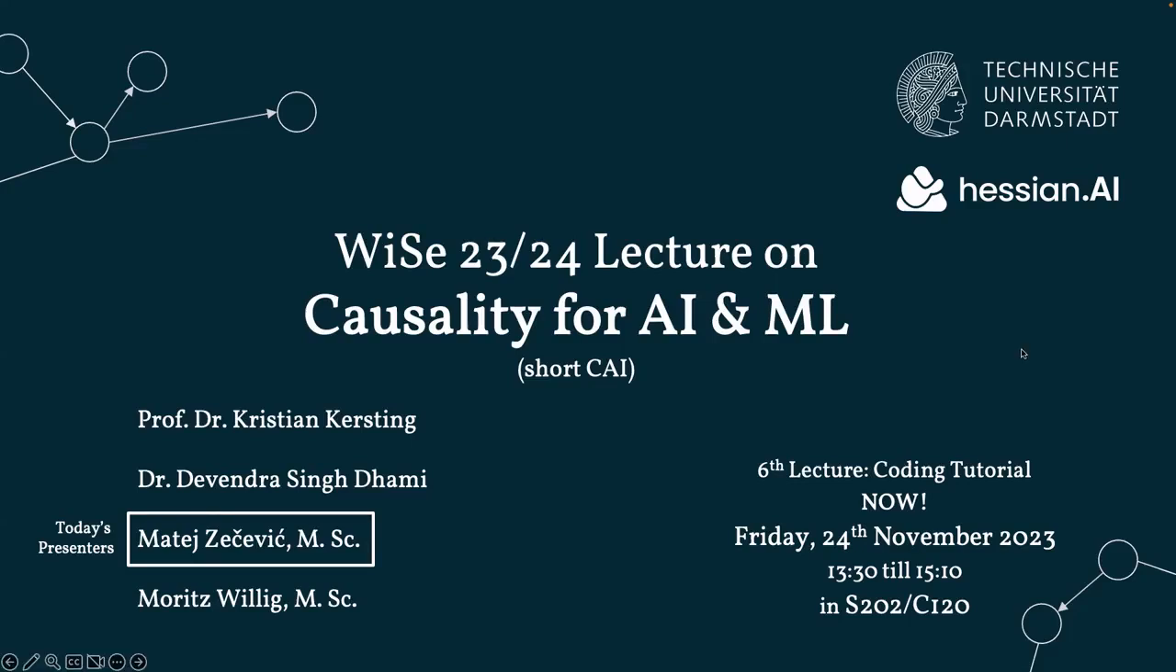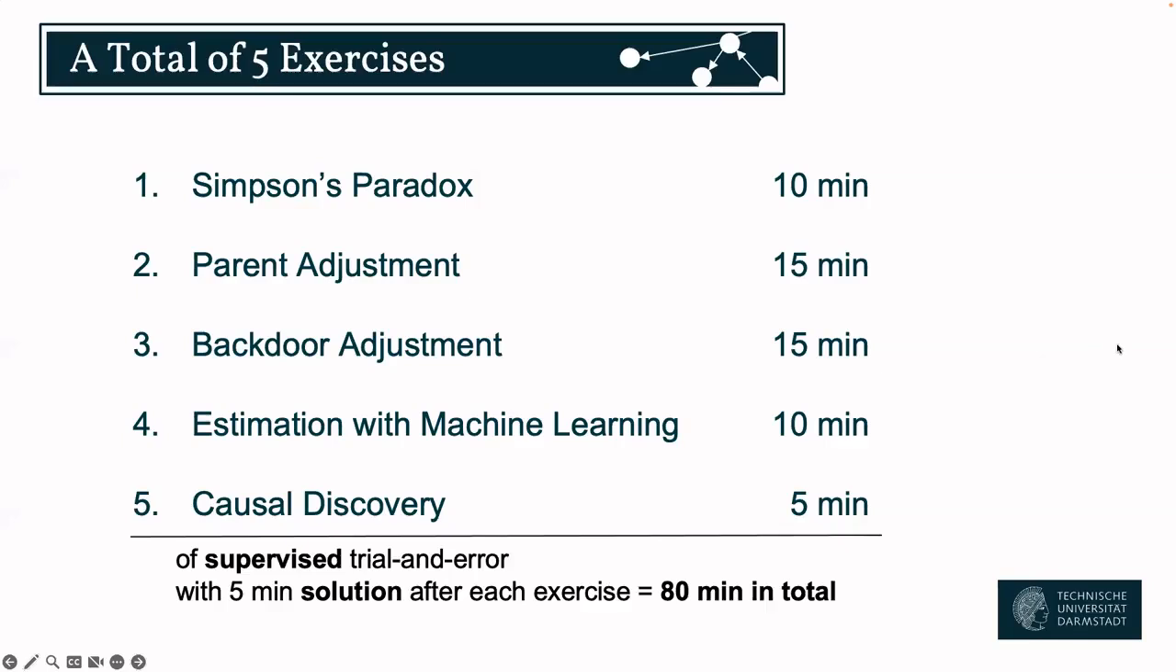So what did the tutorial comprise? It was a total of 5 exercises. We first did the Simpson's paradox, then we talked about parent adjustment, then backdoor adjustment, so ways of doing identification. Then we switched to actual machine learning and how to do estimation. And finally, briefly, we also covered a little bit of discovery.